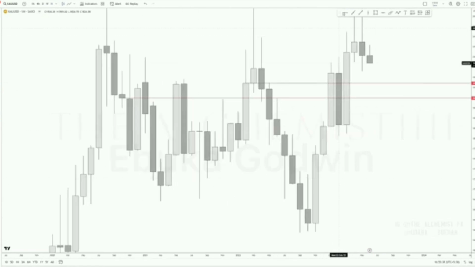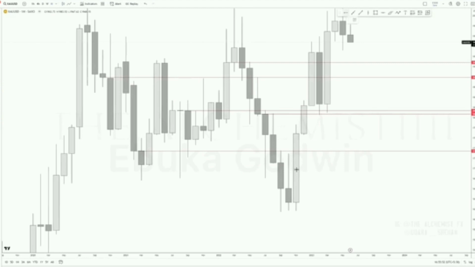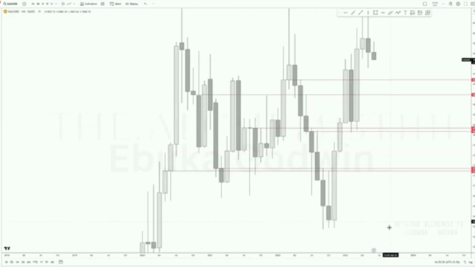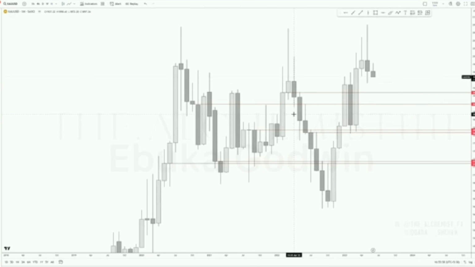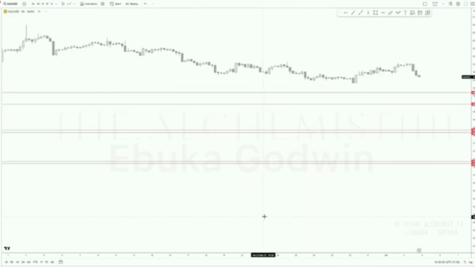Where was the high of this candle made? Closing price. Where was the high of this candle made? Closing price. Where was the high of this candle made? Closing price. Can you see that? Look at this. Where's the high of this candle made? Closing price. Now we're not going to rely on this though. I'm just showing you how strong these monthly closing prices are. Can you see that?